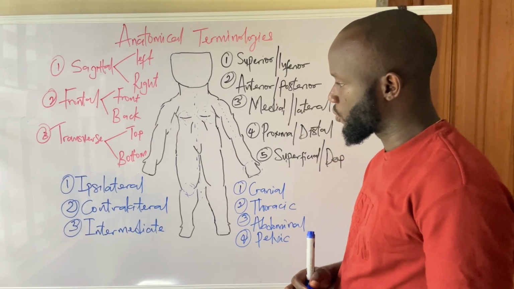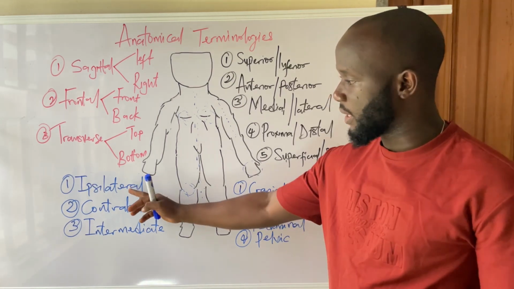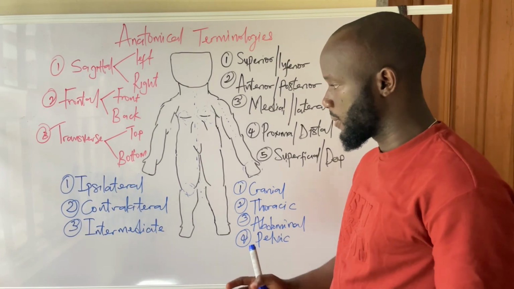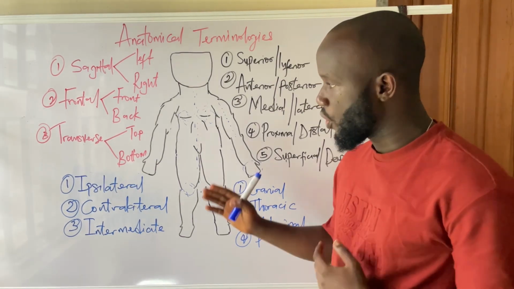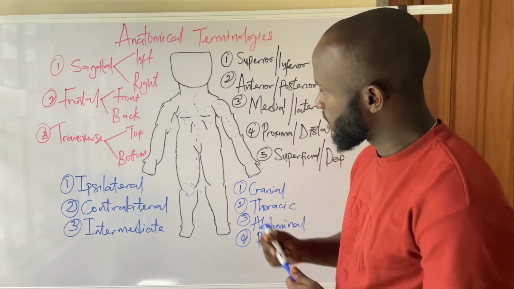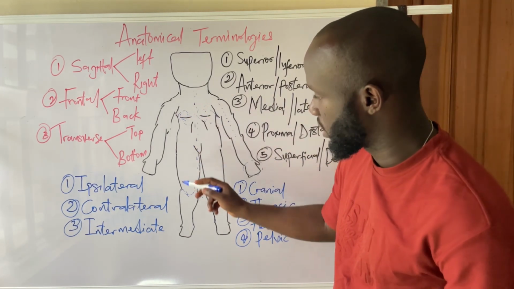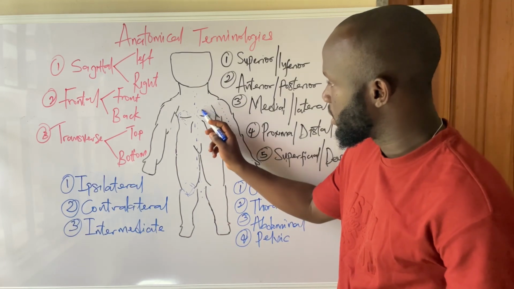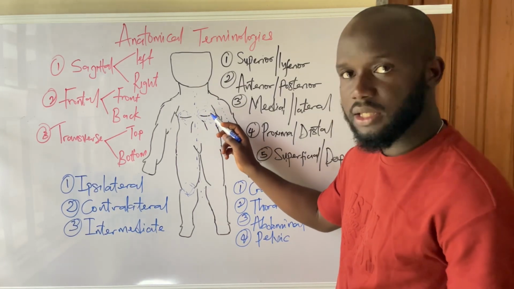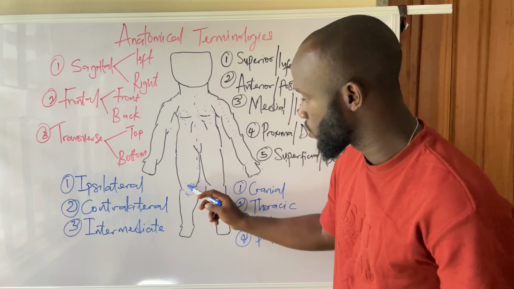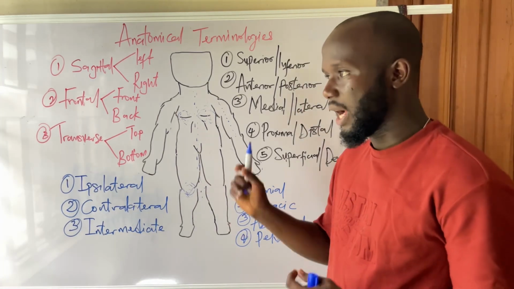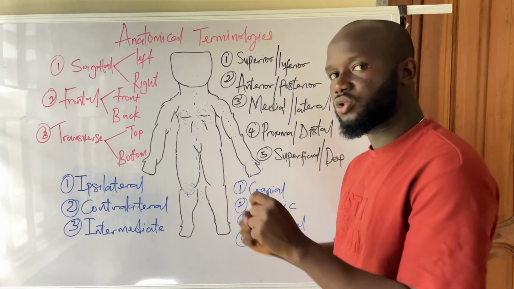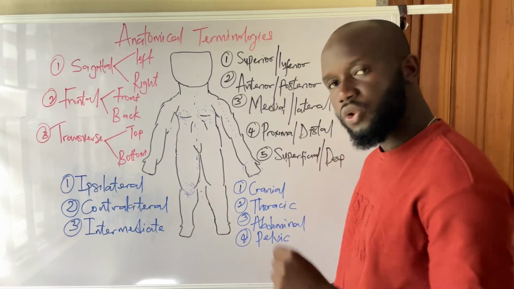Another term I would like us to consider also is ipsilateral, contralateral, and intermediate. So when we say ipsilateral in anatomy, we are saying on the same side. So we can say that the right chest is ipsilateral to the right knee, and we can also say that this left chest is contralateral to the right knee. They are of opposite sides. So when we say something is intermediate, we are saying it is between structures, joining one structure to the other.